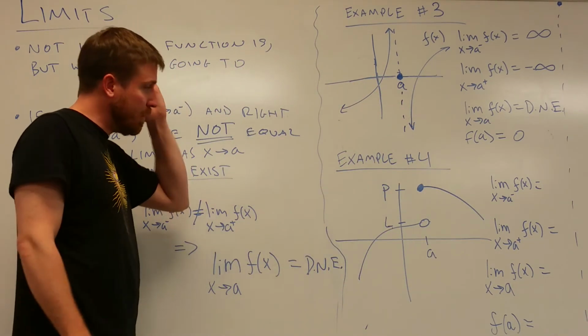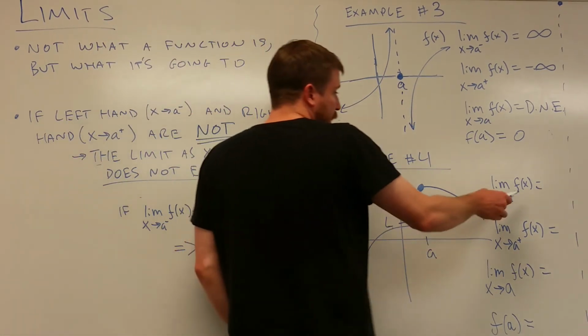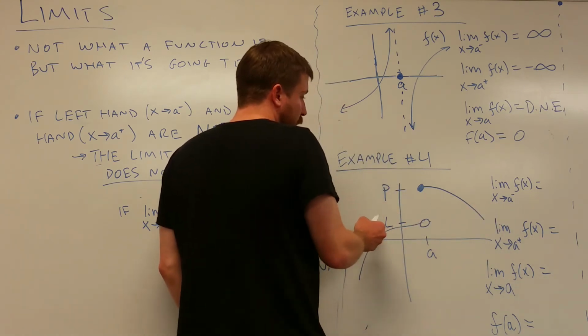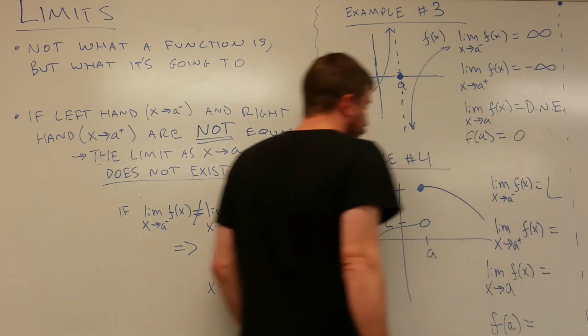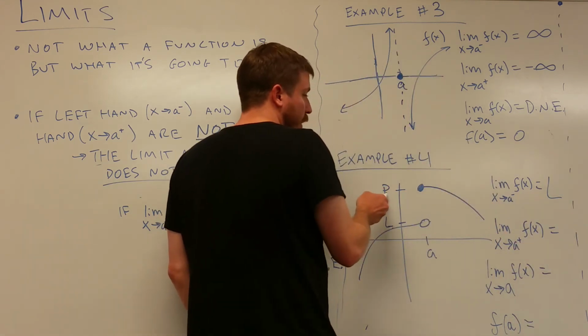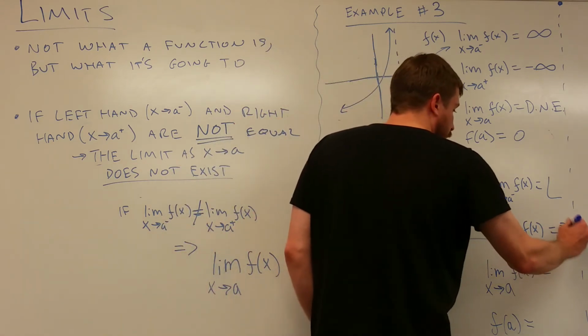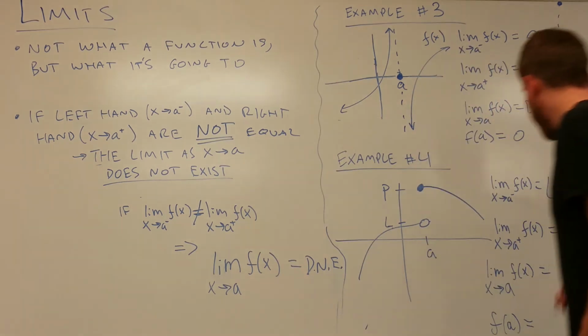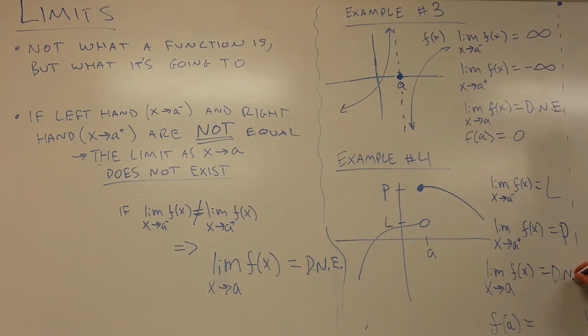In this example, if we look at the left-handed limit, as x approaches a from the left, the y value we are approaching is L. If we approach a from the right, the y value we are approaching is P. So the limit as x goes to a does not exist, because the left and right-handed limits are not equal. They're not the same thing.